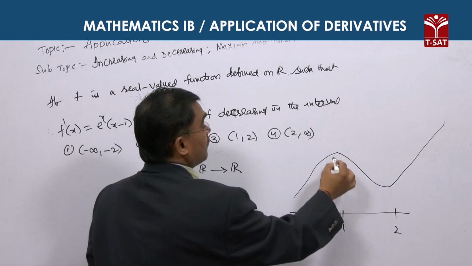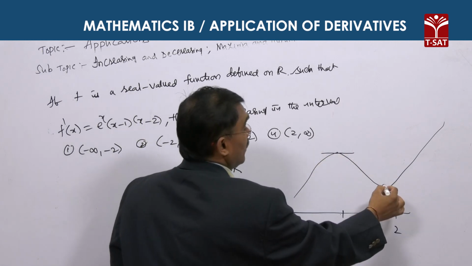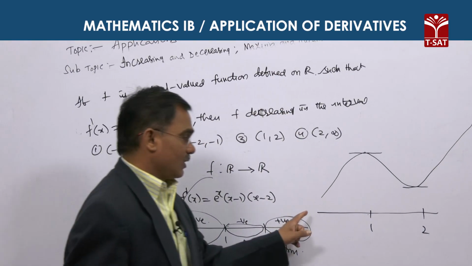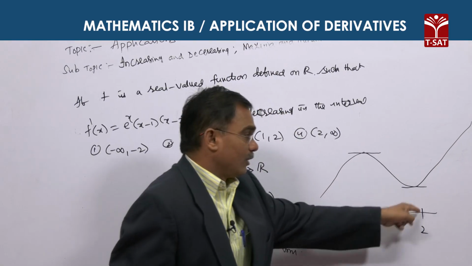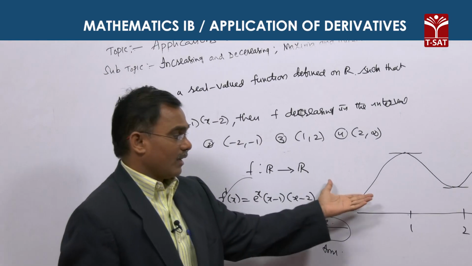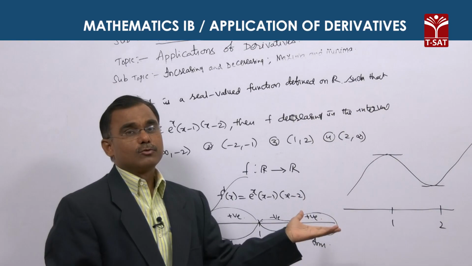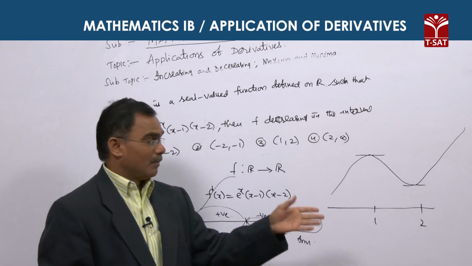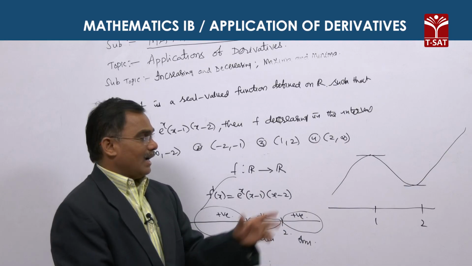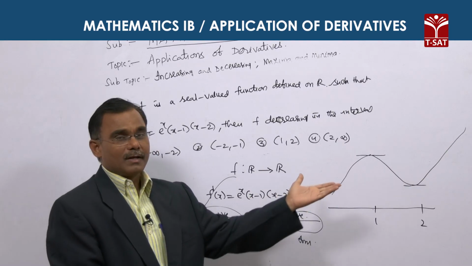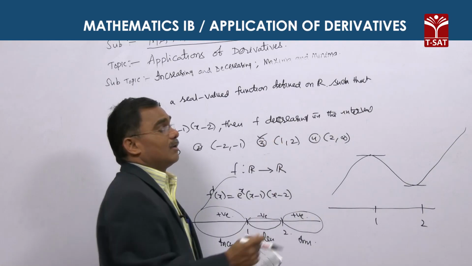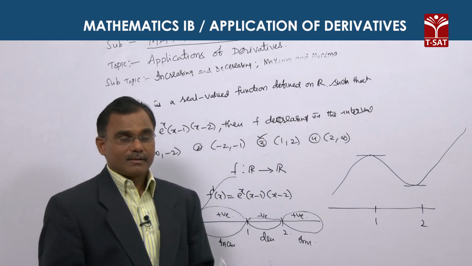From this we observe that at 1 there is a local maximum value and at 2 there is a local minimum value. It is increasing in the intervals minus infinity to 1 and 2 to infinity, and decreasing in the interval 1 to 2. From the graph we observe where the local minimum and local maximum are: at x equal to 1 local maximum, at x equal to 2 local minimum, along with the increasing and decreasing intervals. So decreasing in the interval 1 to 2 is correct.